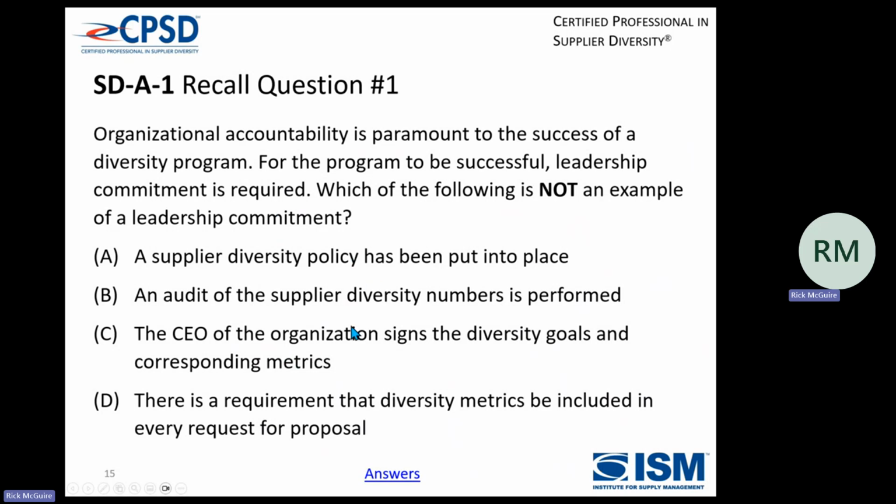So the CEO, that's a leadership commitment. The policy, that's a leadership commitment. You should throw those two out. And an audit of the numbers, or the requirement of metrics. Probably this would be my guess, because auditing is post, and it's not really a leadership commitment. Let's see what they say.